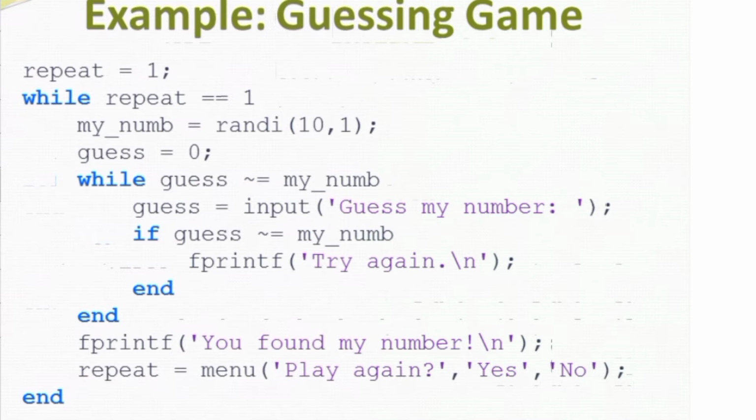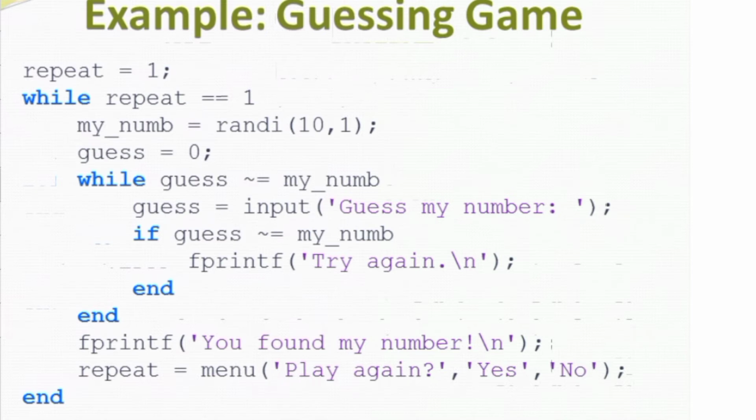So inside the inner while loop, it asks the user to enter their guess, and then checks to see if the value that the user typed in is the same as the value that the computer generated. If it's not, it says try again, and you would continue this process in this inner while loop until the user types in the value that the computer had generated.